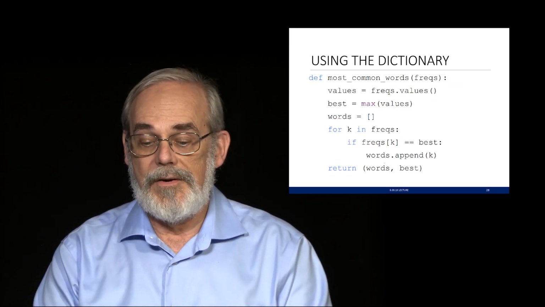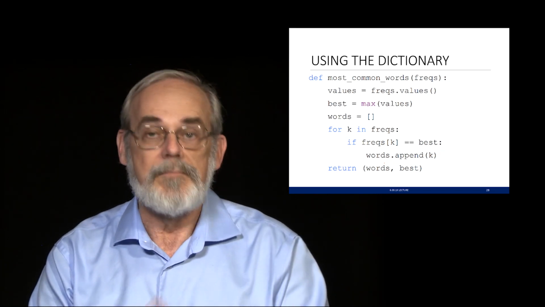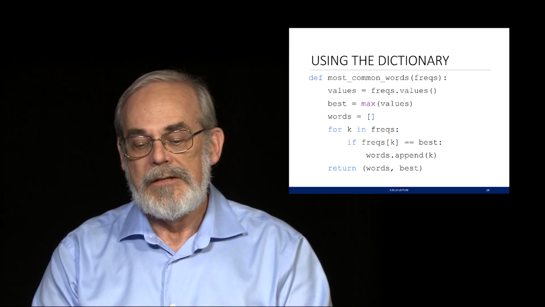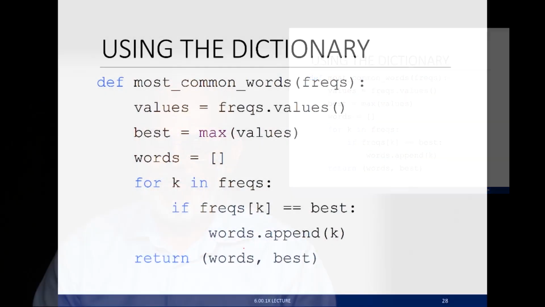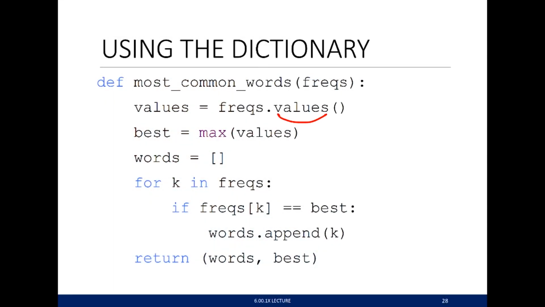Second thing I want to do now is find the most common words, given the dictionary as input. So here's how I will do that. The first thing I'm going to do is get the values out from that dictionary. Getting values is a method, so I'm going to call it with the open close paren. And that gives me back a set of values.